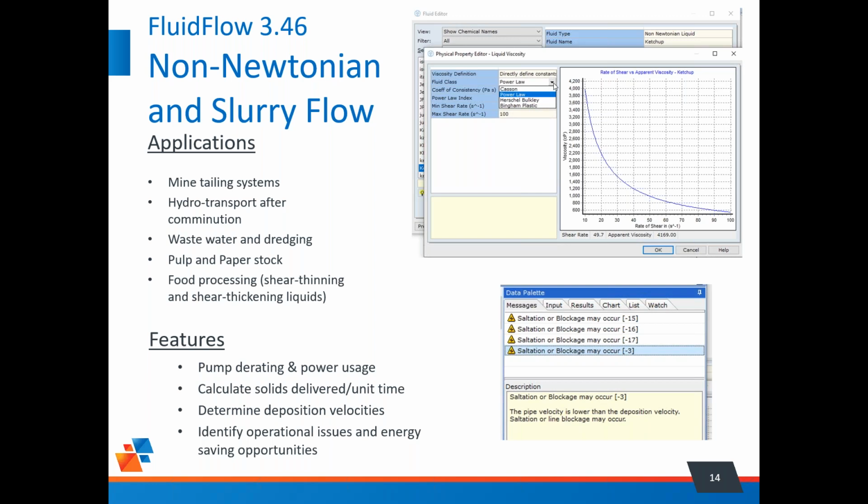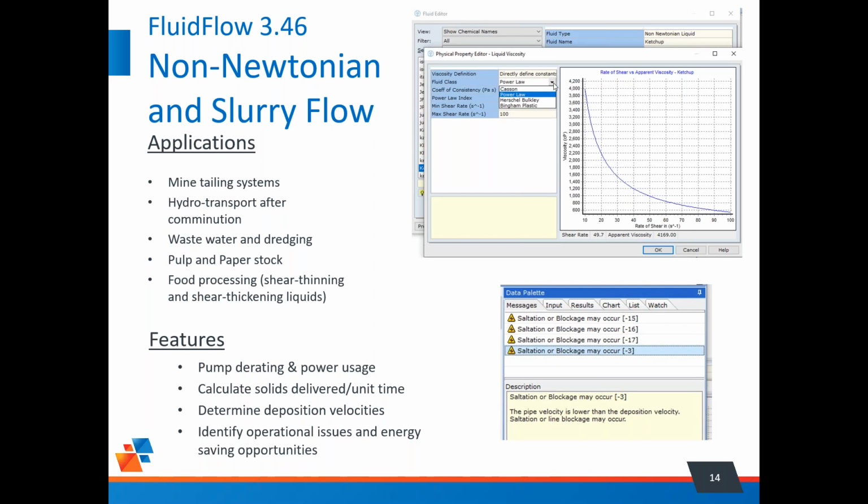Here are some of the applications in terms of mining and mineral processing: hydrotransport after comminution, or mine tailing systems, wastewater, dredging, as well as applications from other industries like pulp and paper stock, and food processing.